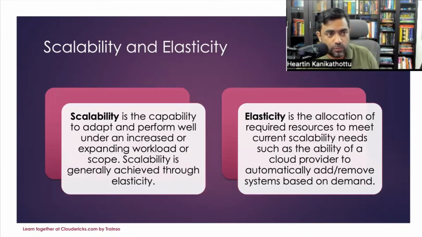And then come two very important terms, scalability and elasticity. Scalability is the capability to adapt and perform well under an increased or expanding workload or scope. Scalability is generally achieved through elasticity. So what is elasticity? Elasticity is the allocation of required resources to meet current scalability needs, such as the ability of a cloud provider to automatically add or remove systems based on demand. How many of you understood what scalability and elasticity is from just these definitions?